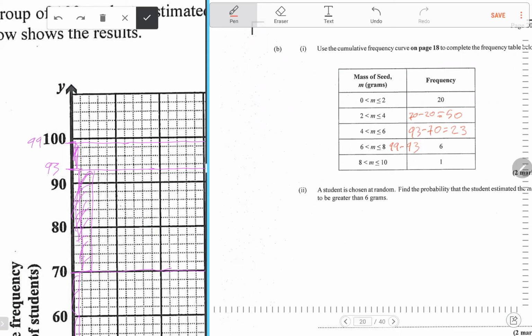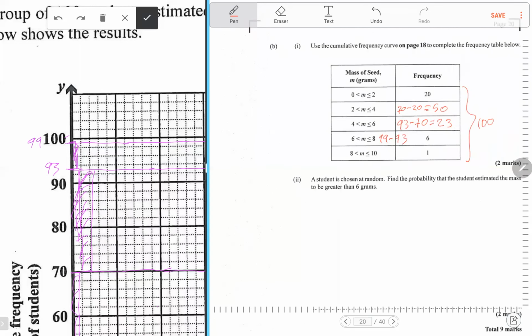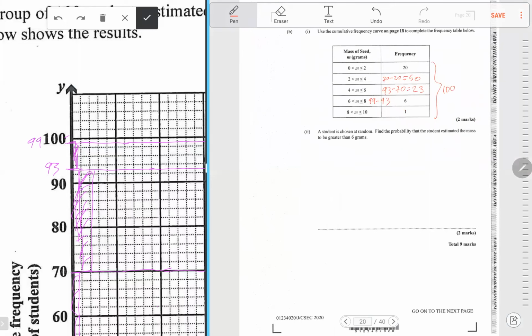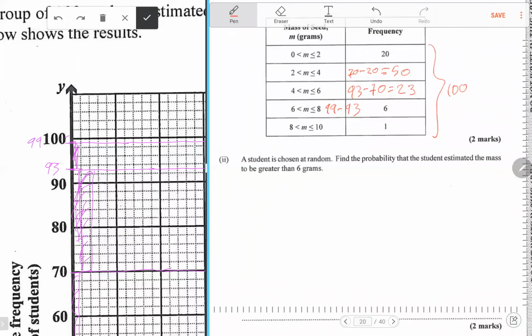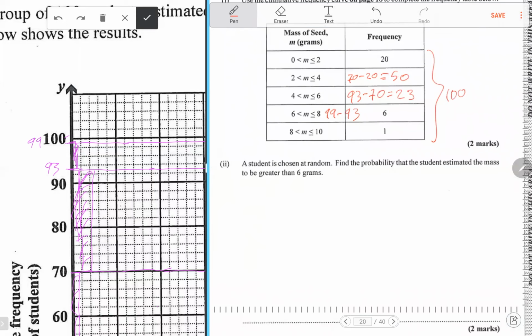And then the last block now completes to 100. See it? And if you add up all of these, they add up to the 100 students. You can double check it. 20 plus 20 plus 50 plus 23 plus 6 plus 1, 100 students. So that is it. That completes the table. So they put the students in blocks, it's like the groupings. So these are the frequencies, these are the frequency values.